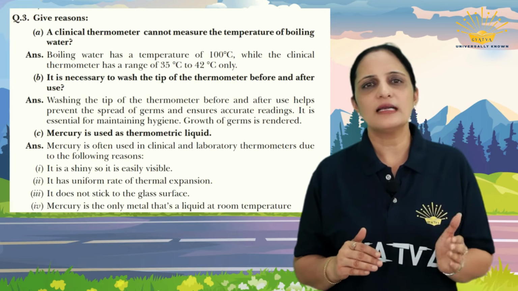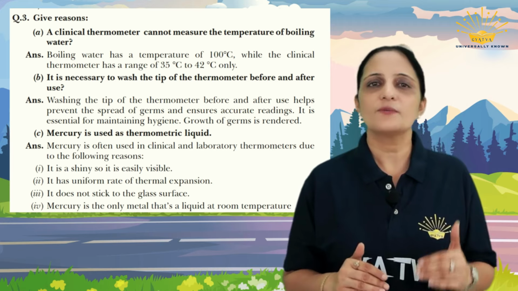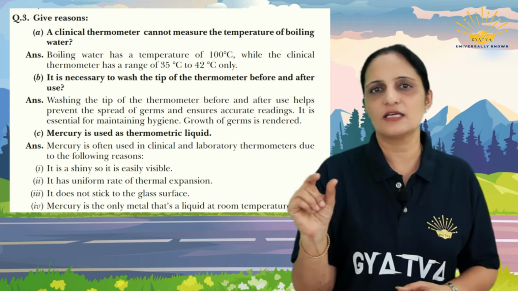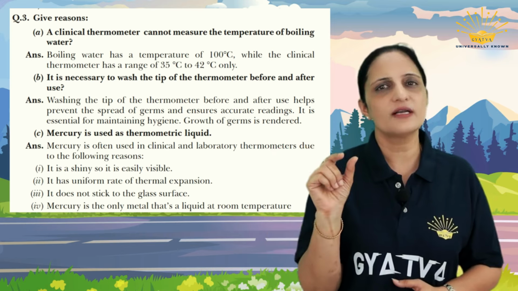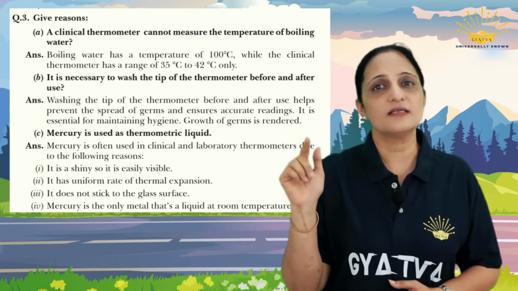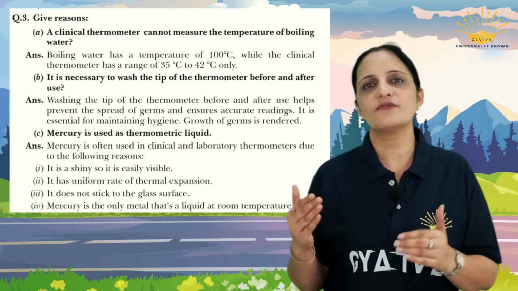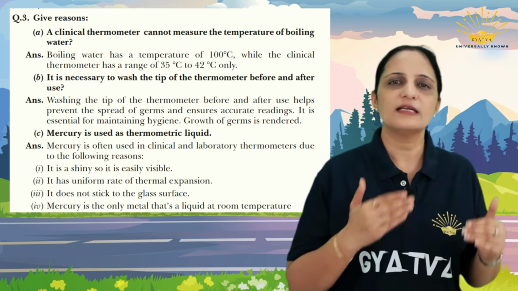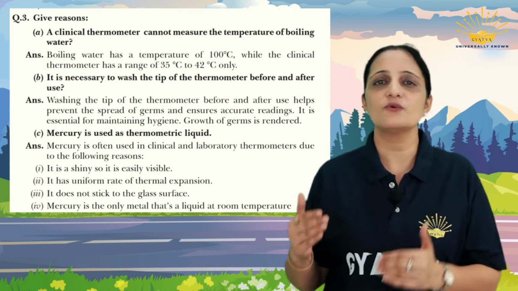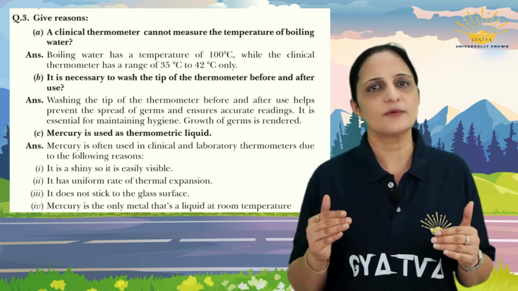Question number 3, give reasons. First part, a clinical thermometer cannot measure the temperature of boiling water. Yes, because clinical thermometer has a range. What is that range? 35 degree C to 42 degree C. And what is the temperature of boiling water? 100 degree C. So we cannot use it. So boiling water has a temperature of 100 degree C while the clinical thermometer has a range of 35 degrees Celsius to 42 degrees Celsius only. So you cannot use the clinical thermometer.